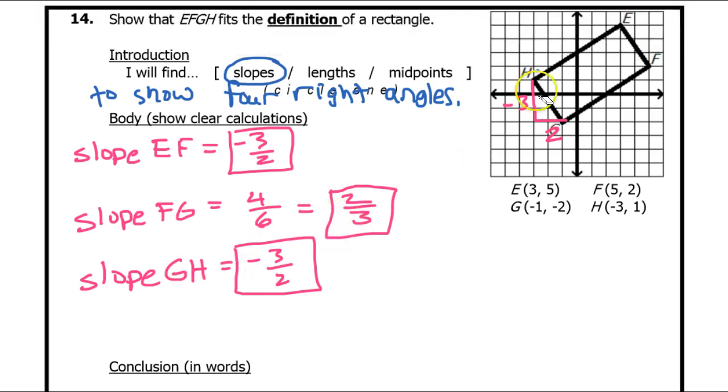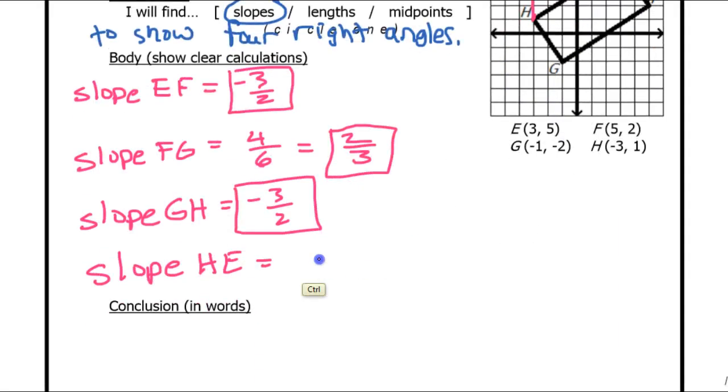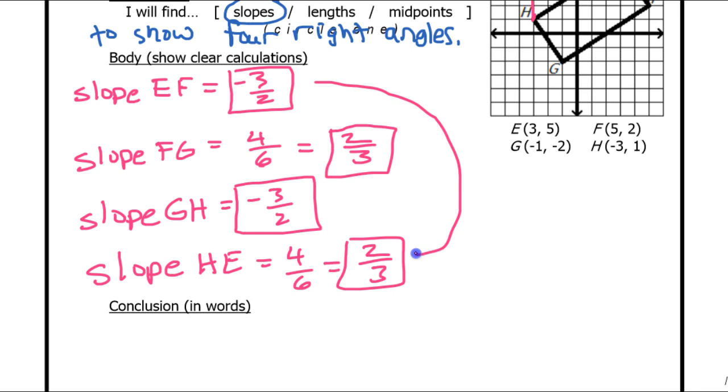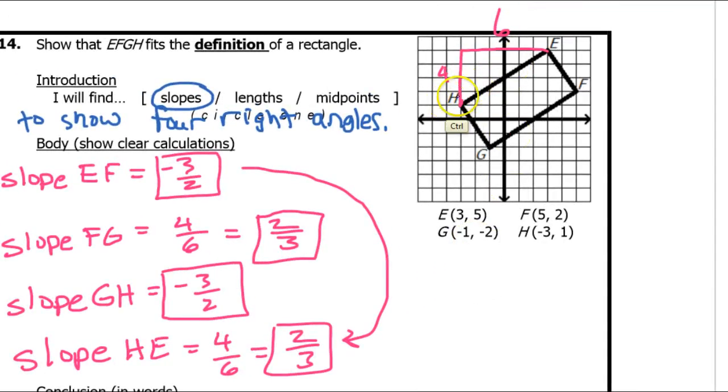And finally, let's do the last remaining slope. Let's do slope HE. Okay, HE. So let's talk rise and run. So this is up 4 and over 6. So that's 4 over 6, which reduces down to 2 over 3. And again, these are opposite and reciprocal, so they are perpendicular. Even these, if I wrapped around and I compared slope HE to slope EF, these are also opposite and reciprocal, which means that these are also perpendicular.